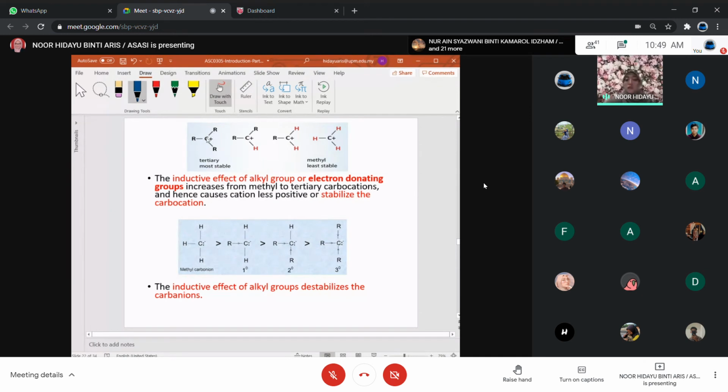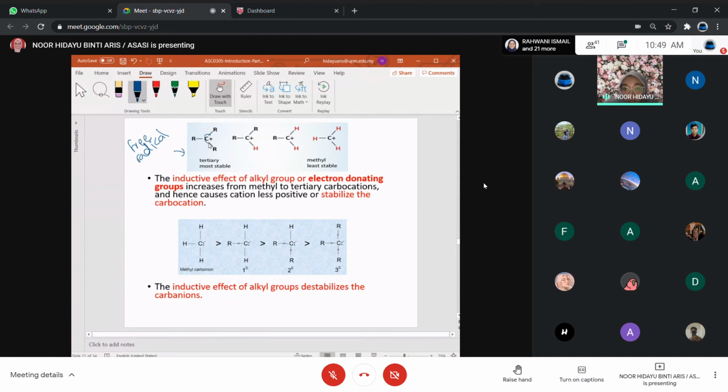Okay, saya kat sini saya tunjuk untuk carbocation je, but then dia punya explanation will be the same for free radical. Carbocation, carbon with positive charge. And then dia ada alkyl group yang bonded into it. Okay, so the inductive effect of alkyl group or electron donating group increases from methyl to tertiary carbocation, and hence causes cation less positive or stabilizes the carbocation.